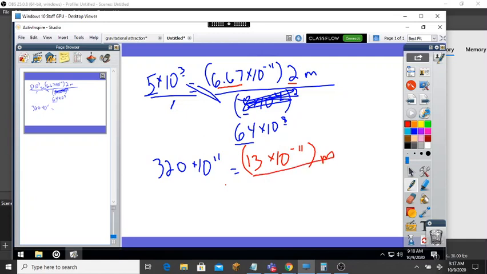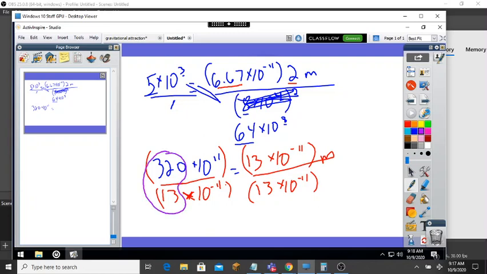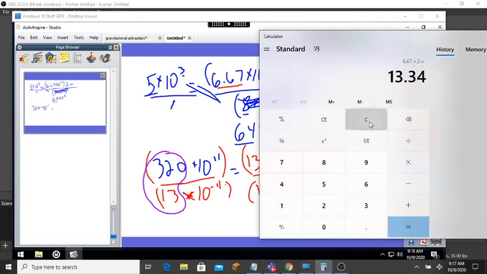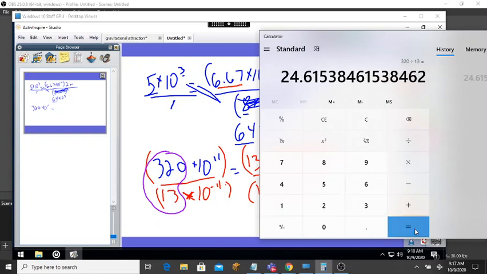So what are we going to do? We're going to divide this whole thing, and we're going to move it to the other side. Times 10 to the negative 11. So now let's divide this. 320 times 13. I'm sorry, 320 divided by 13. 24.6.